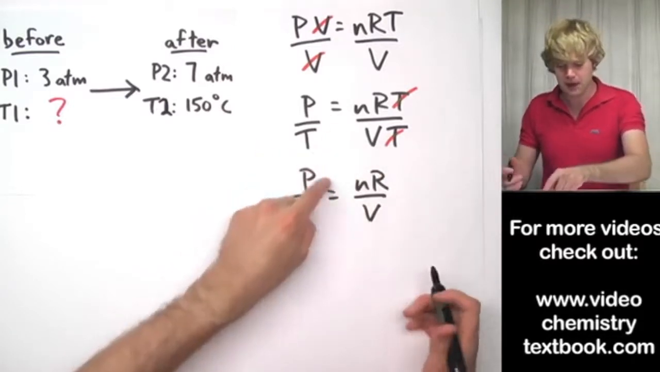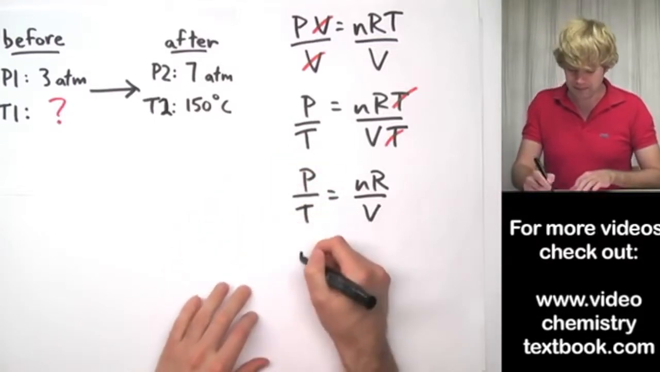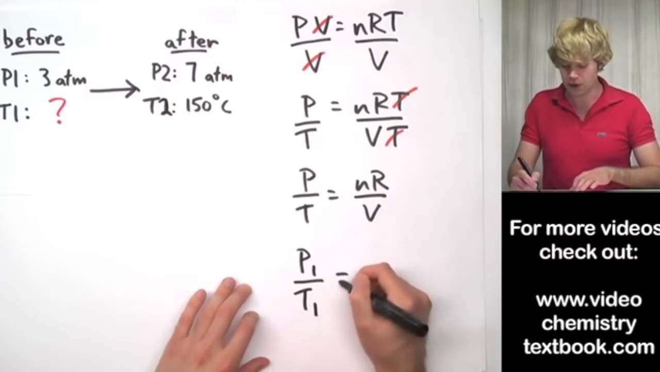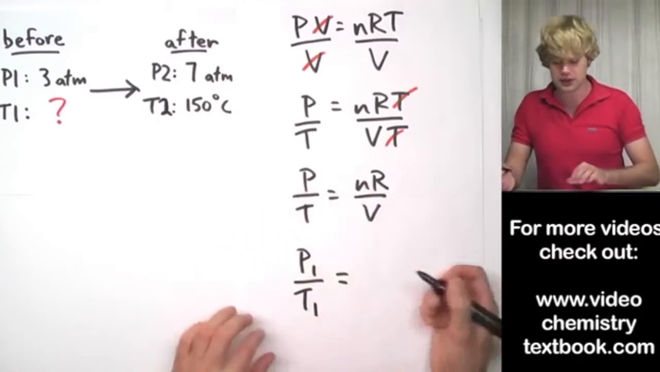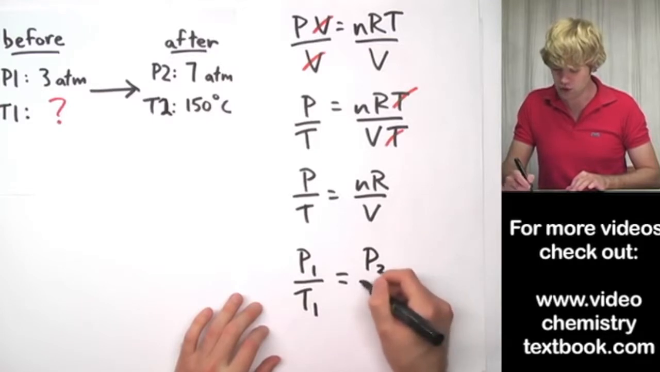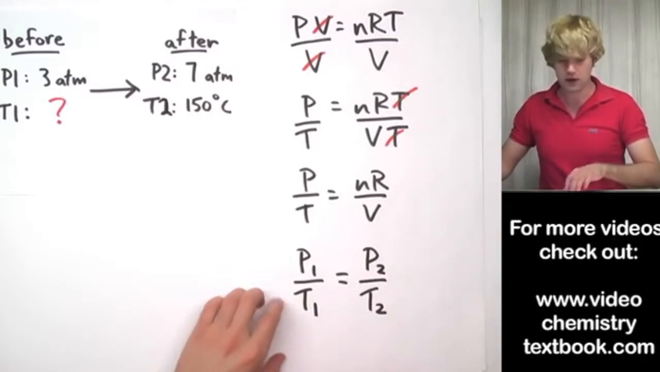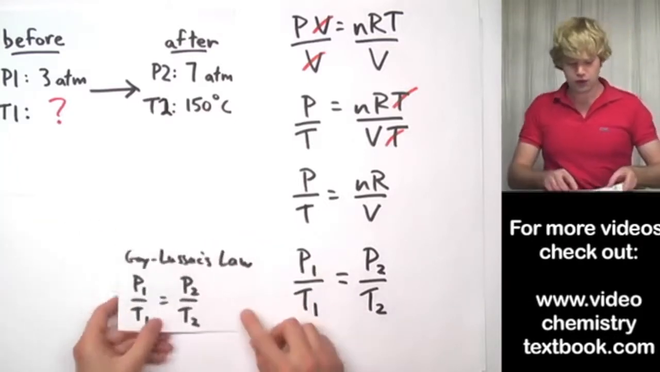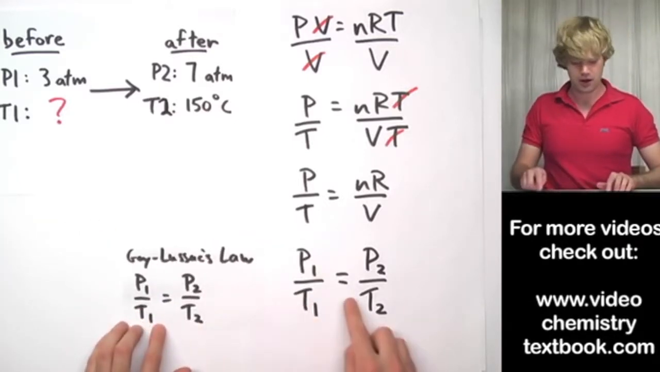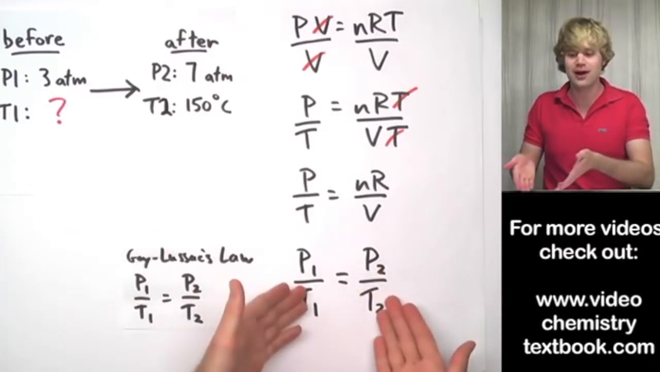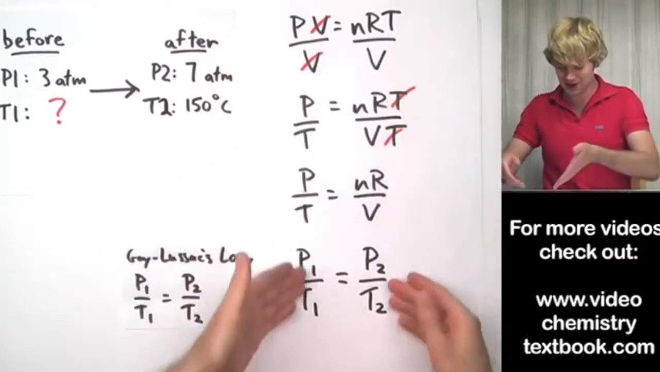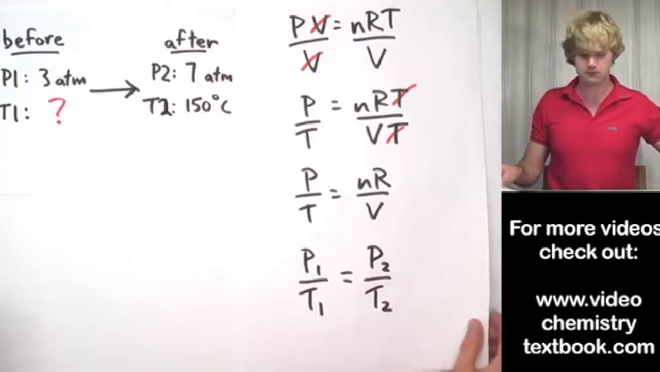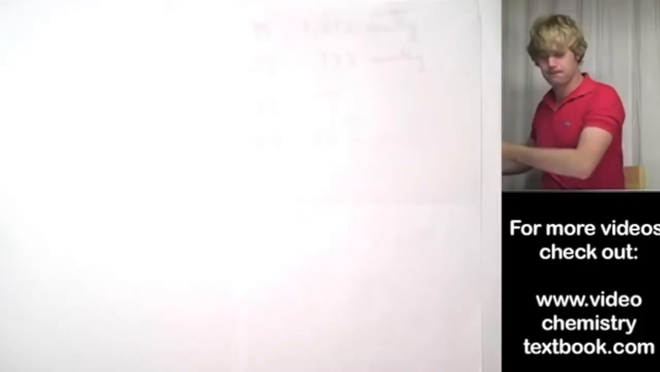Here's what I mean. We can take this P over T and turn that into P1 over T1, there's a before, and then we double it on the other side, equals P2 over T2. What we've actually just done is we've created Gay-Lussac's law. But I didn't have to memorize it, and all I had to do is take PV equals nRT and figure it out from there. Okay, let's look at another example.